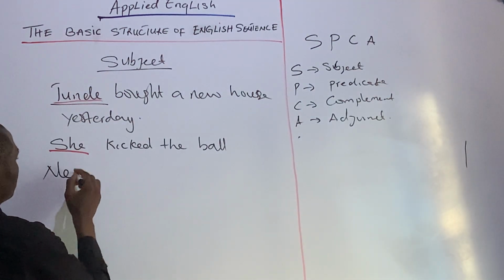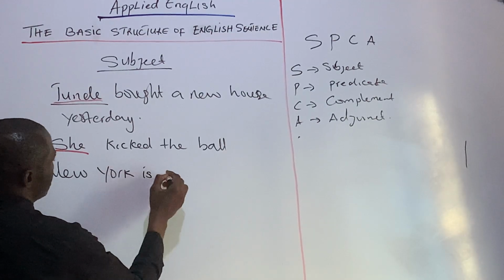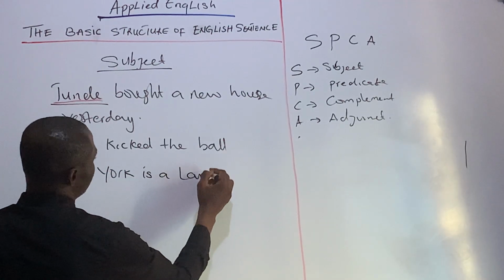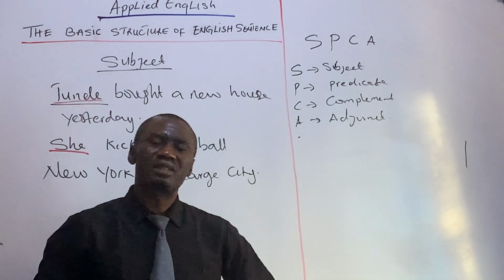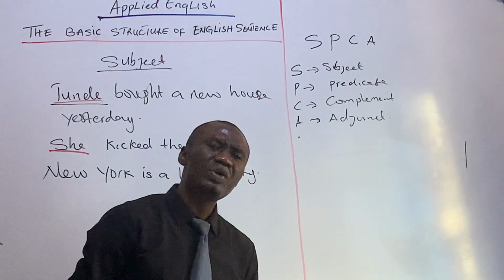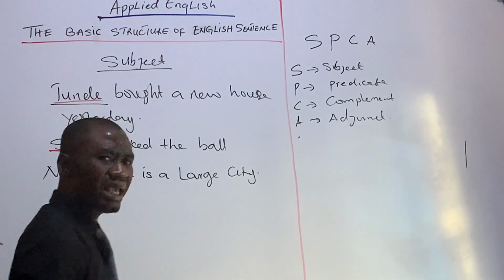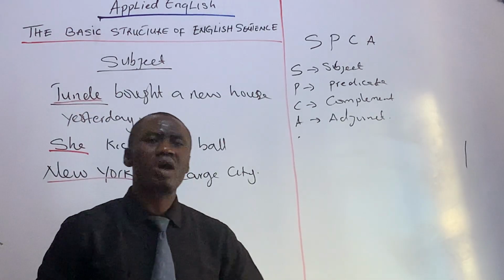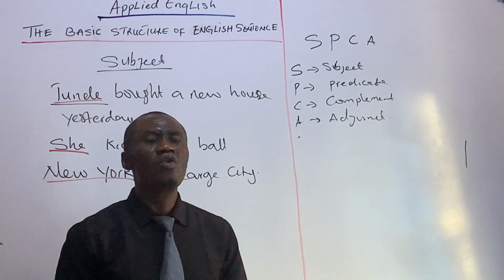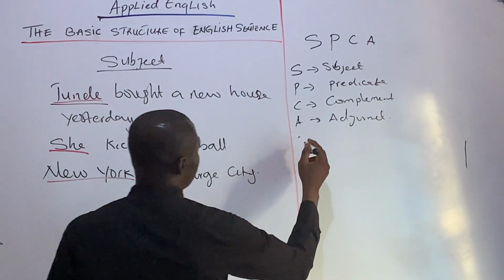Now we have this. New York is a large city. New York is a large city. New York is what is being talked about. So New York is the subject. All right. Since we have known what a subject is, we move to the next thing, the predicator or the predicate.